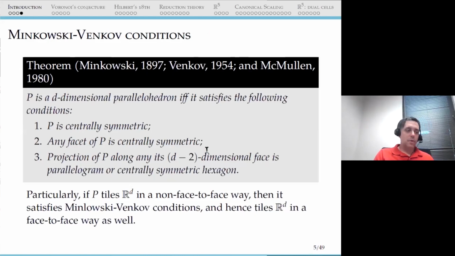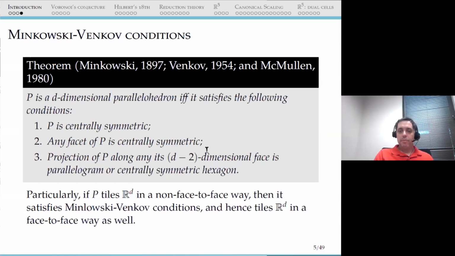And one thing that is known about parallelohedra is that the combinatorics of these polytopes is generally enough to say whether they are going to tile the space or not. These conditions are usually called Minkowski-Venkov conditions. There are 3 conditions that are necessary and sufficient for a convex polytope to be a d-dimensional parallelohedron.